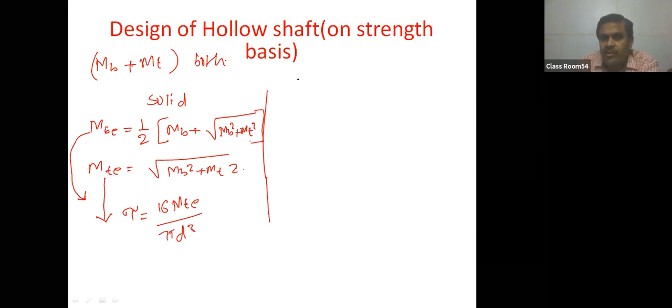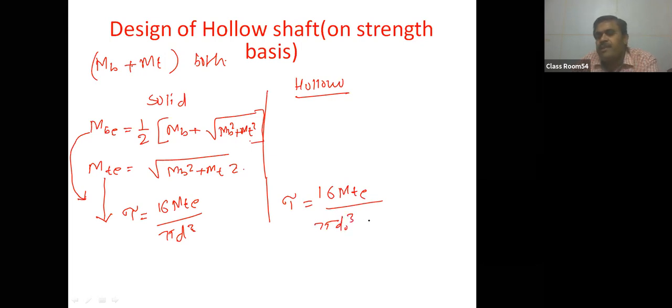Now, in the hollow shaft, the formula will change a little again. The permissible stress is given by 16 times MTE divided by pi. In place of d, we will write do, the outer diameter of the shaft, and one term 1 minus C4 again. Same case. So you see, if the solid shaft is understood, then in the hollow shaft there is nothing new. You just multiply the formula by 1 minus C4, and everything is similar, the process is similar.